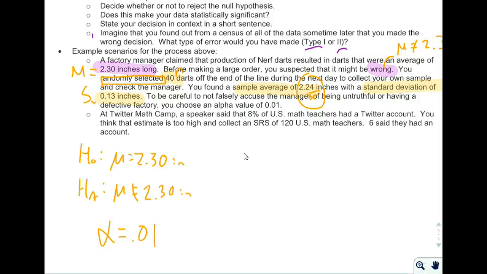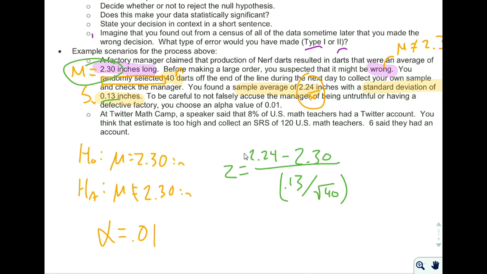Our x bar that we collected is 2.24. Our population null hypothesis here, 2.30. And we're going to put that all over our standard deviation, 0.13, over the square root of our sample size, square root of 40. So on top, if I subtract these two, I get negative 0.06. So I am 0.06 below average, or below the null.